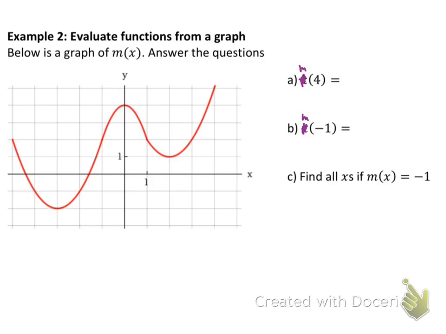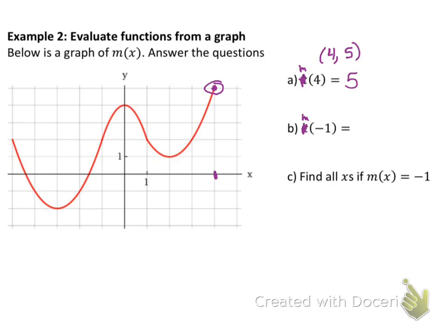Okay, so we want to answer the question m of 4. So what that means is if I plug in 4 as my input, what am I going to get out as my output? Well, remember that these are coordinate points. So you're basically saying if you plug in 4, what's going to be your output? Well, on my y-axis, it's going to be 1, 2, 3, 4, 5. If I plug in 4, I get out 5. That's that point right there.